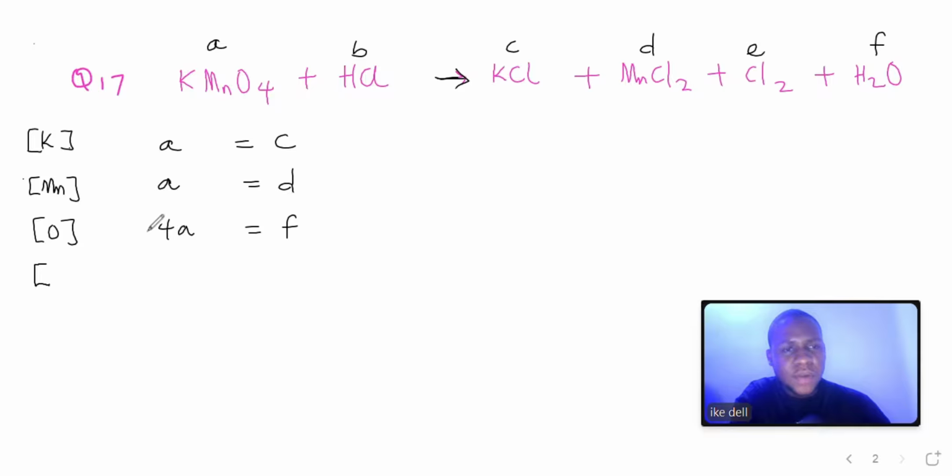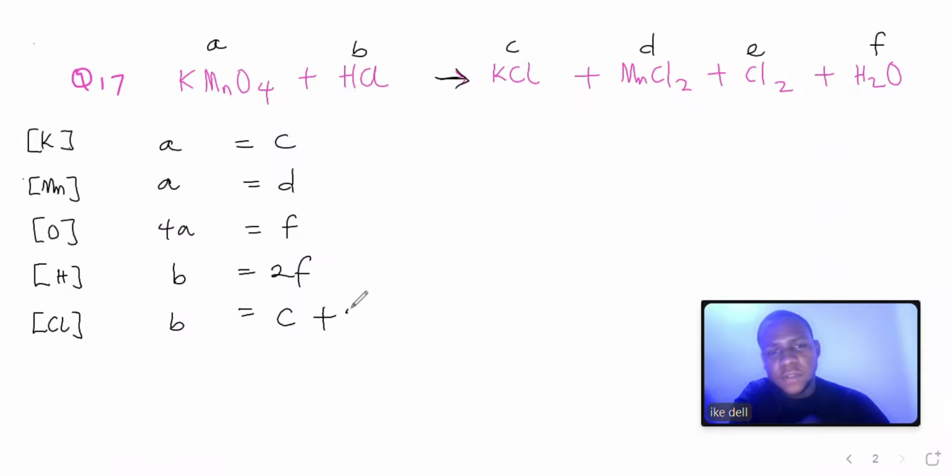Then I also can compare hydrogen. I don't have any A here, so let's check out B. So I guess we have B. Any other hydrogen here? Yes. 2F. What else can I compare to chlorine? B equals, I have C. Is that all? Plus 2D. If you're following, you'll get this. Okay, then plus 2E again, right? I guess that's what I have.